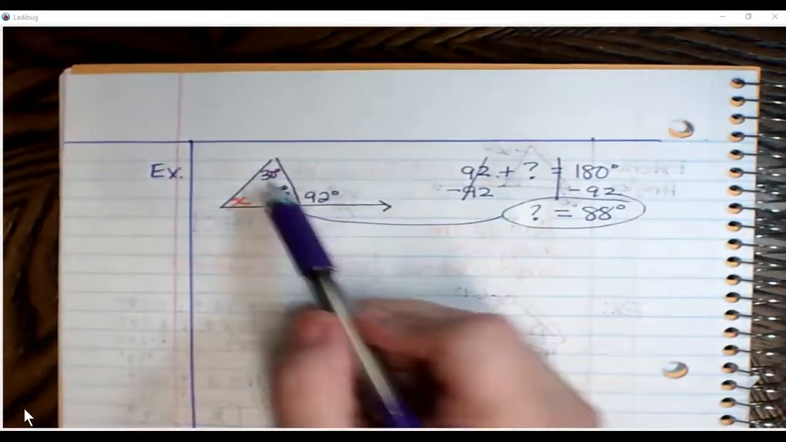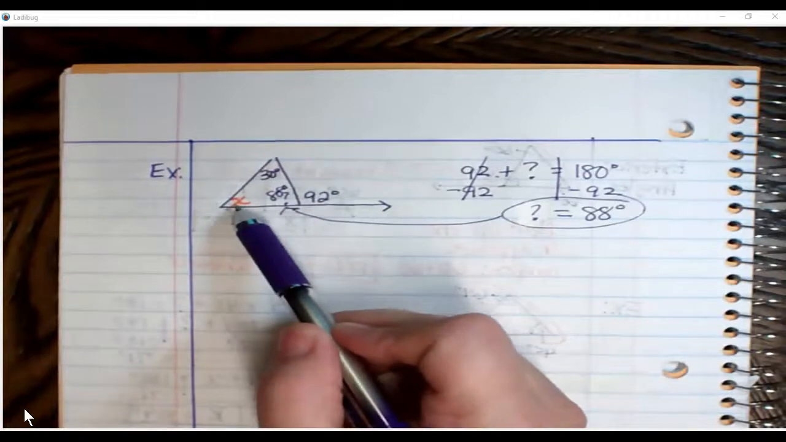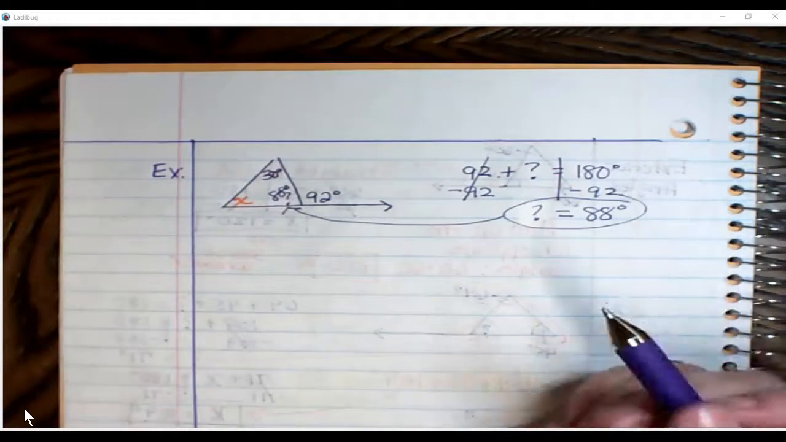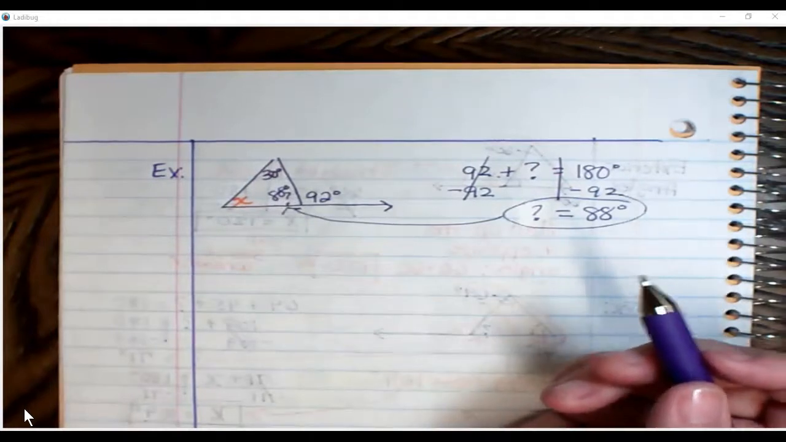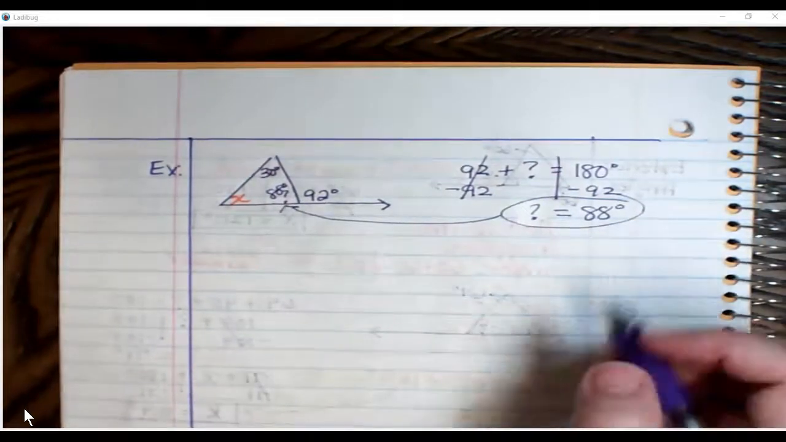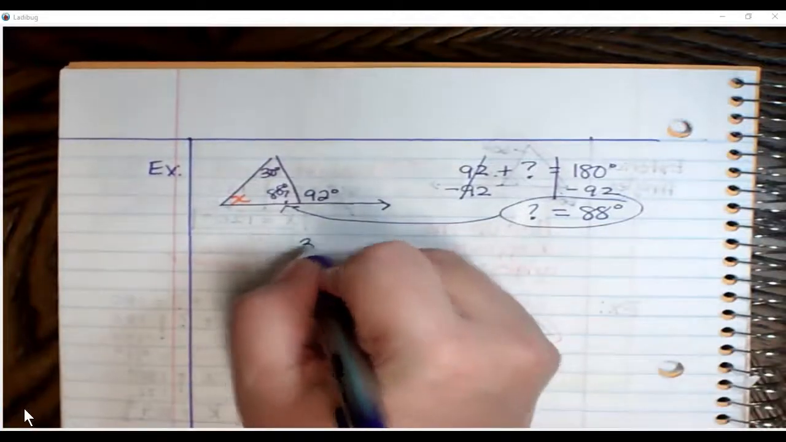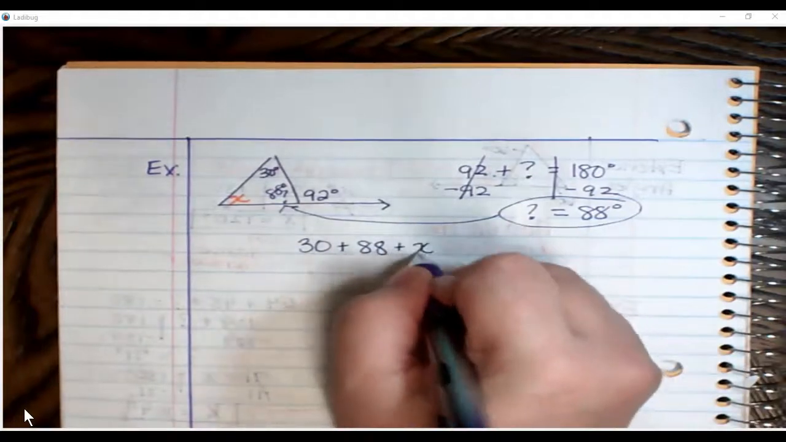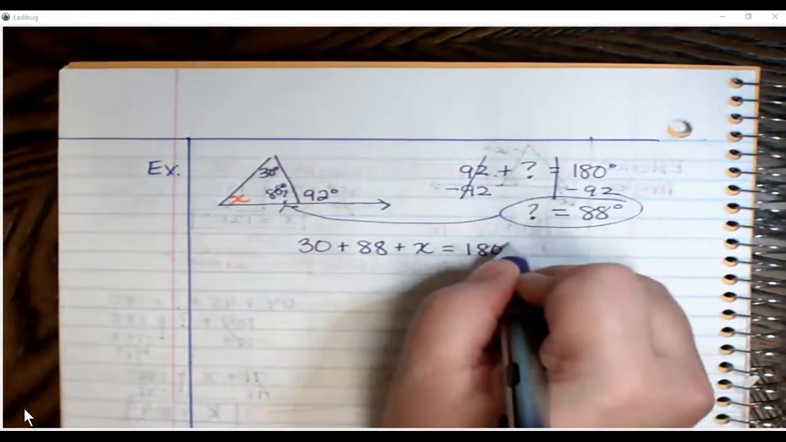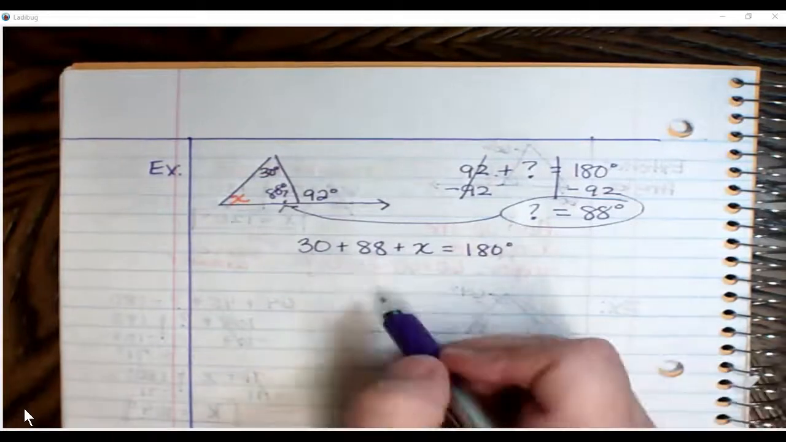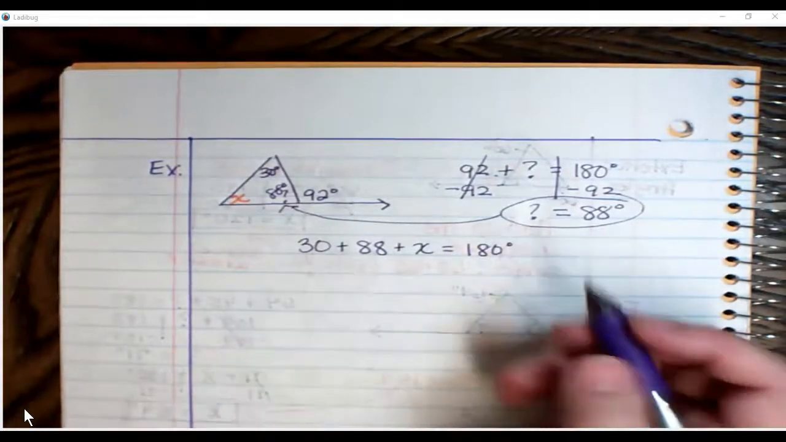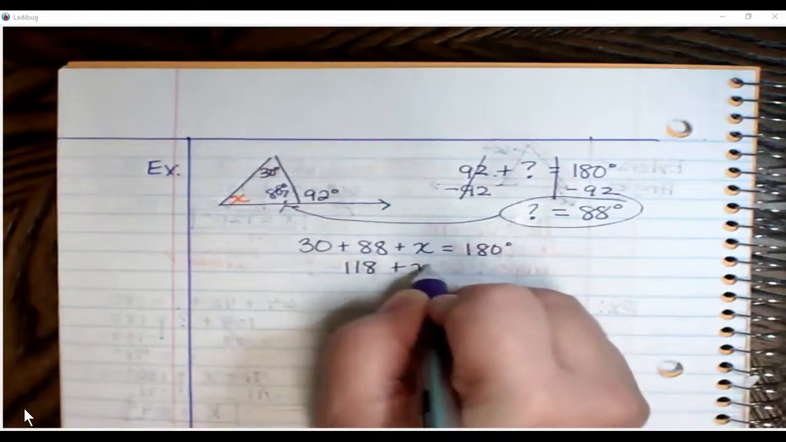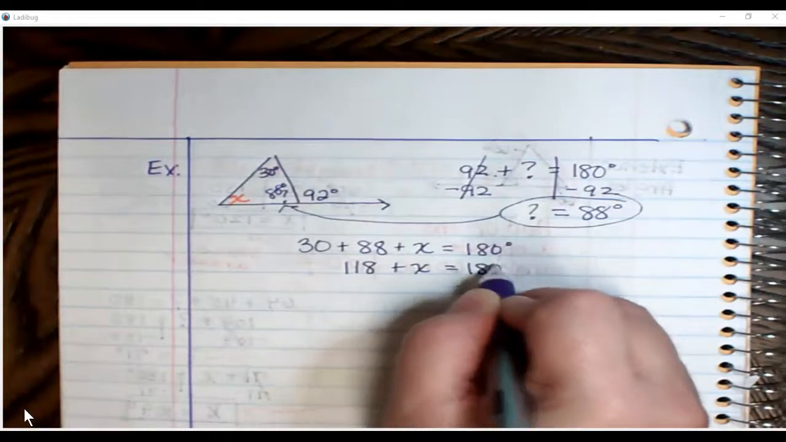Well, now do I have enough information that I can find the value of x? I sure do. I know that all 3 of these have to add up to be what? How many degrees are in a triangle? You got it, 180 degrees. So I can say 30 plus 88 degrees plus x equals 180 degrees. Let's simplify this a little bit. 30 plus 88, 118, plus x equals 180.